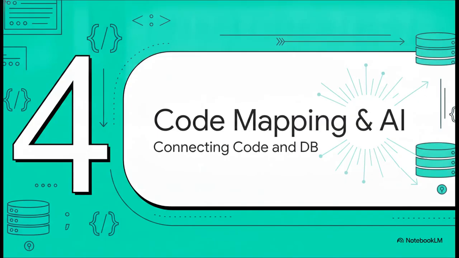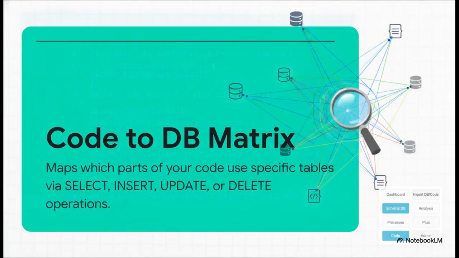Which brings us to Section 4, Code Mapping and AI Analysis. Let's look at how we connect the code to the database. Now, if you choose to upload your source code, whether that's written in C#, Java, Delphi, or PHP, Modej performs a really deep cross-examination between that code and your newly imported database schema. The result? The code-to-DB matrix. And by defining this matrix, Modej gives you absolute clarity over what used to be a totally tangled web.